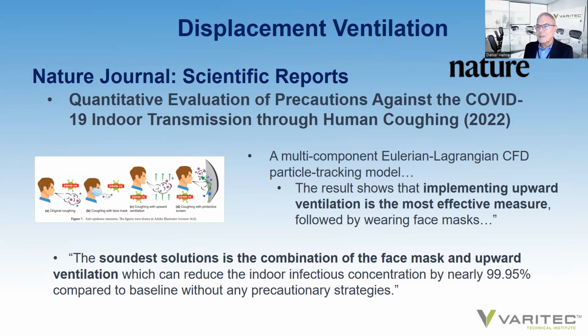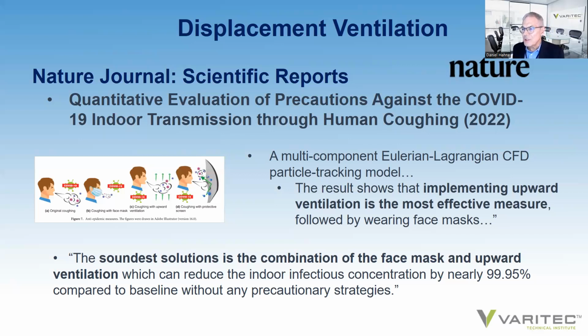So what does this mean with regard to the pandemic that we discussed earlier? Well, I invite you to look for a Nature Journal article called The Quantitative Evaluation of Precautions Against the COVID-19 Indoor Transmission Through Human Coughing. It's a CFD evaluation that arrived at the following conclusions using a Eulerian Lagrangian CFD particle tracking model commonly used in pathogenic evaluations through CFD.